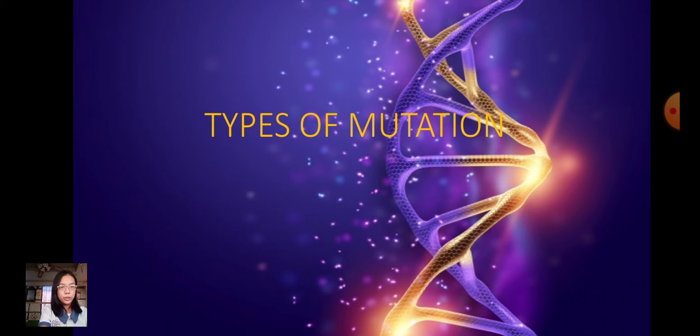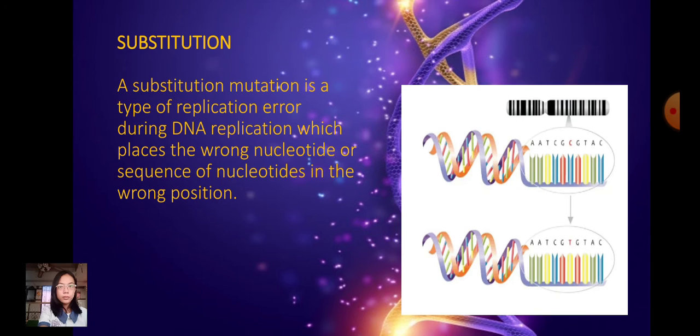Types of mutations. First is the substitution. A substitution mutation is a type of replication error during DNA replication which places the wrong nucleotide or sequence of nucleotides in the wrong position.